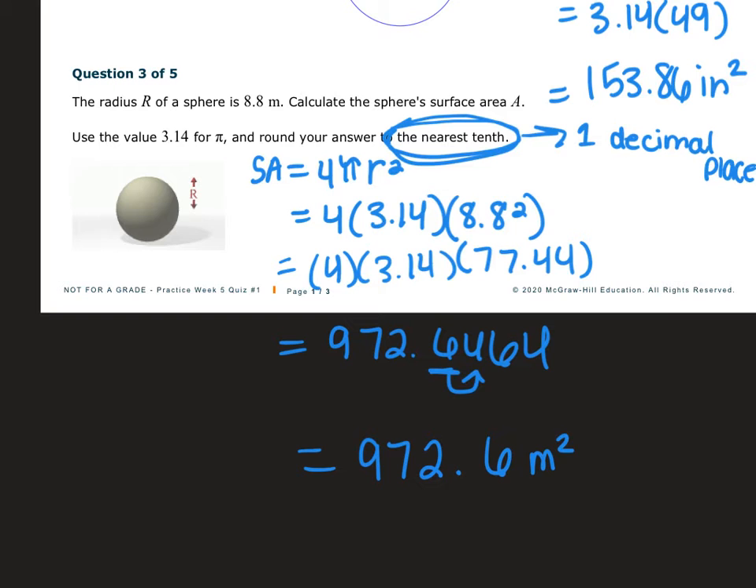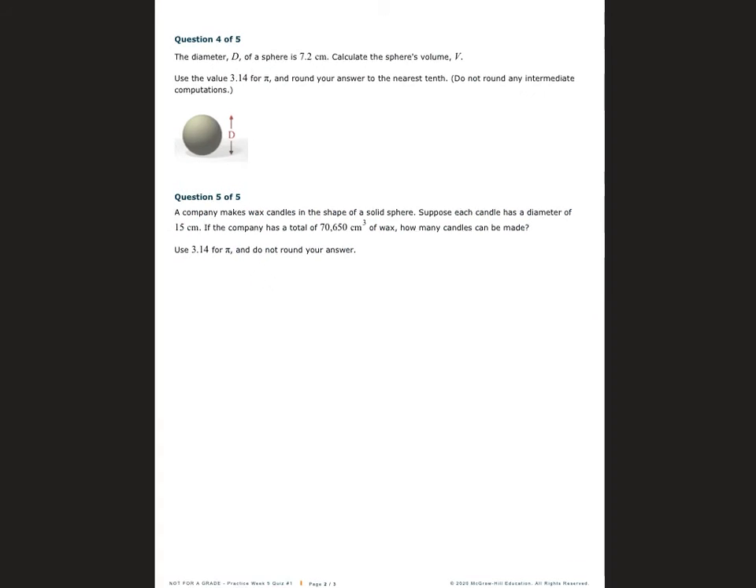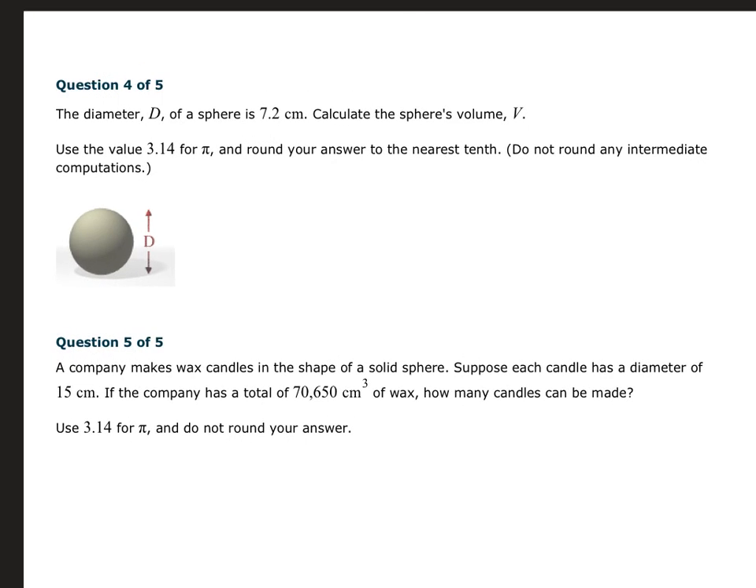Okay, moving on to question number 4. Cubed, because question number 4 says the diameter D of a sphere is 7.2 centimeters. Calculate the sphere's volume, V. Use the value 3.14 for pi and round your answer to the nearest tenth. Do not round any intermediate computations.